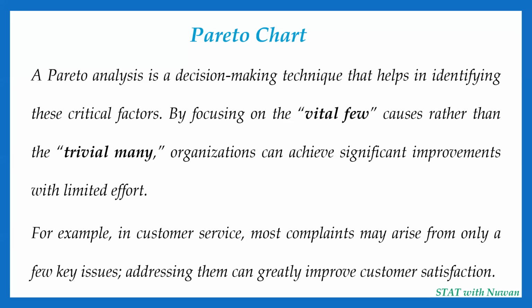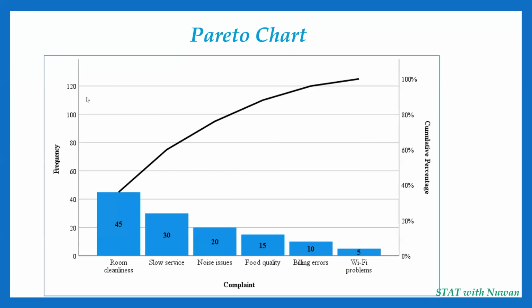For example, in customer service, most complaints may arise from only a few key issues. Addressing them can greatly improve customer satisfaction. This is an example of a Pareto chart. It is like a bar chart, with the frequencies here and then some categories, the complaints. This also has a line. It is a cumulative frequency line.